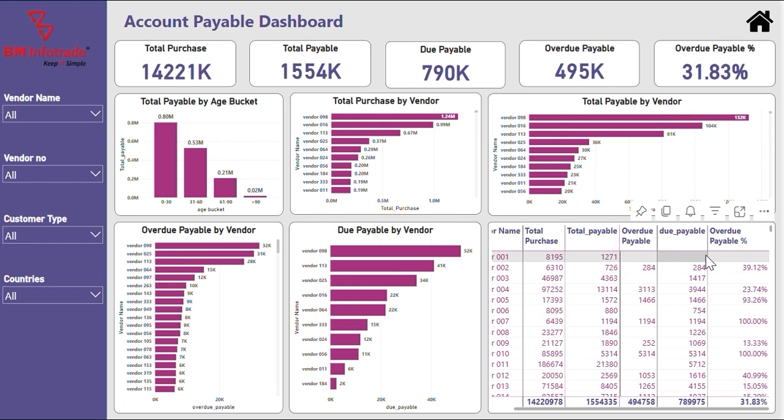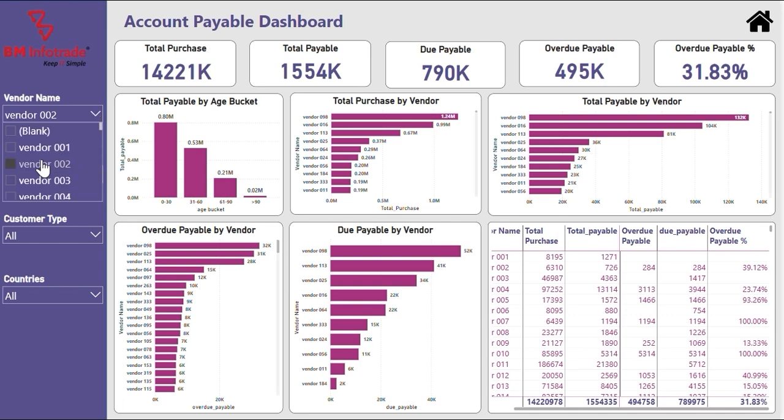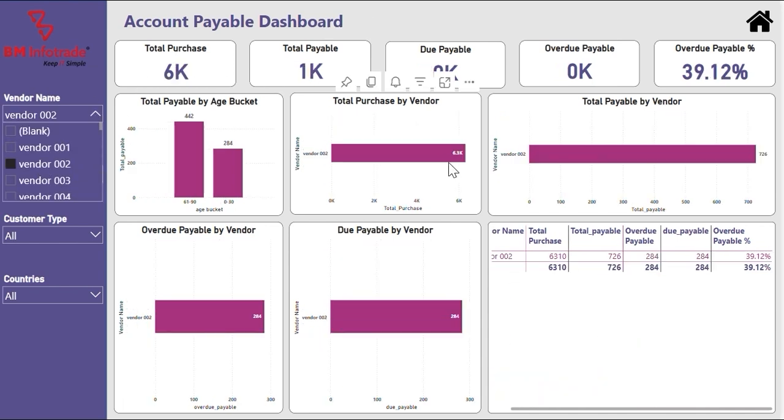And on the left side, we have the same filters such as vendor name, vendor number, customer type, and countries. Like I have selected a vendor name here, so the data will get filtered on the right side. For vendor 002, we have total purchases of 6K, we have to pay 1K, and we have no overdue payable. This concludes our walkthrough of the financial dashboards.